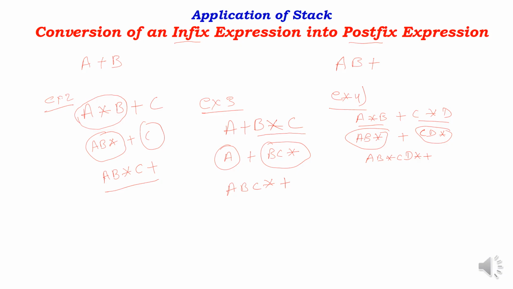Let us consider one more example. Example 5. A plus B, into, C plus D. A plus B is within parenthesis, C plus D is within parenthesis. So expressions within the parenthesis have to be solved first. So A plus B becomes A, B, plus, then C, D, plus, then there is an asterisk. This is an operand and this is one more operand, and A, B, plus, C, D, plus, into will be your postfix expression. In this fashion, we can convert an infix expression into postfix expression.